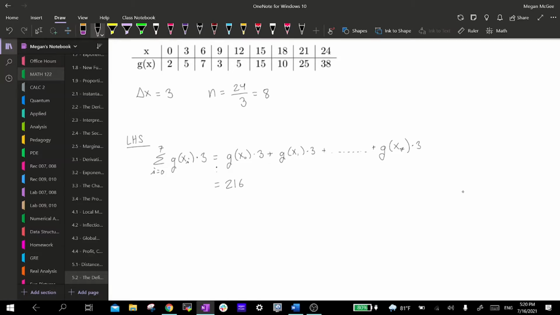So there's some steps in here. And then if we look at our right-hand sum, we're starting at 1, right? And we're going all the way up to n, which is 8. But the function inside is still the same. It's still g of x sub i times 3. So now we're starting at g of x sub 1 times 3 plus g of x sub 2 times 3. And we're going to keep going until we get to g of x sub 8 times 3.